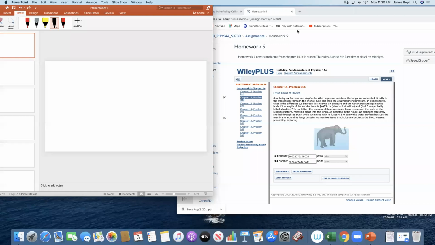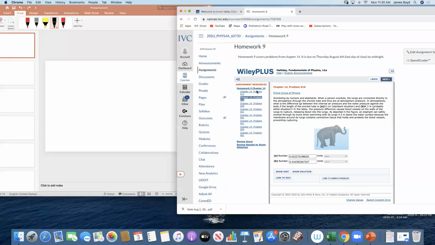Anyway, okay. So let's talk a little bit about chapter 14 in fluids. There's really four things that you need to know, or four equations, or four types of problems. And the first is like these two homework.